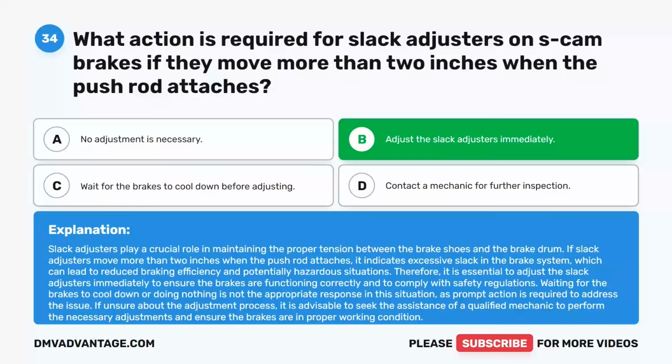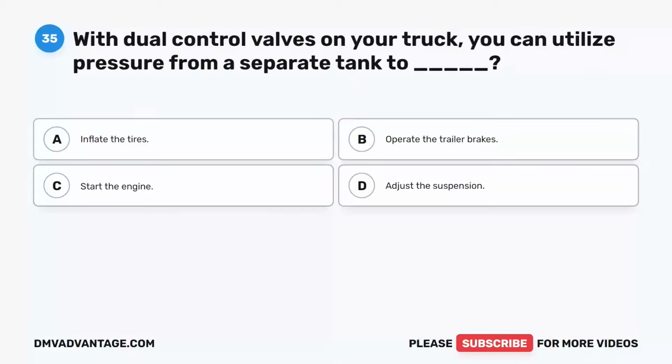If unsure about the adjustment process, it is advisable to seek the assistance of a qualified mechanic to perform the necessary adjustments and ensure the brakes are in proper working condition.